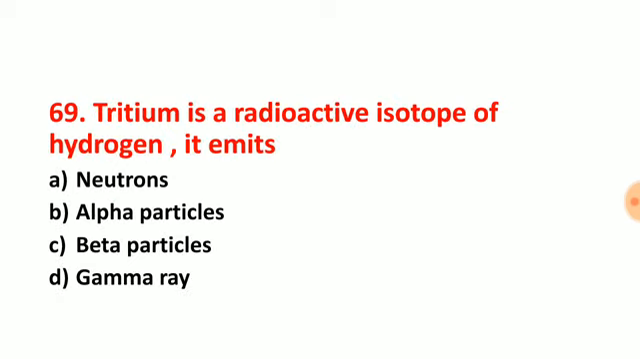Tritium is a radioactive isotope of hydrogen. It emits a beta particle. A beta particle is emitted by tritium. So option C is the correct answer for question number 69.